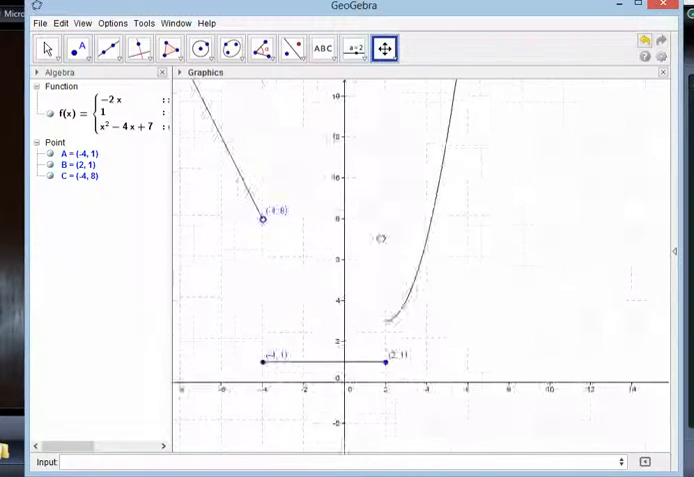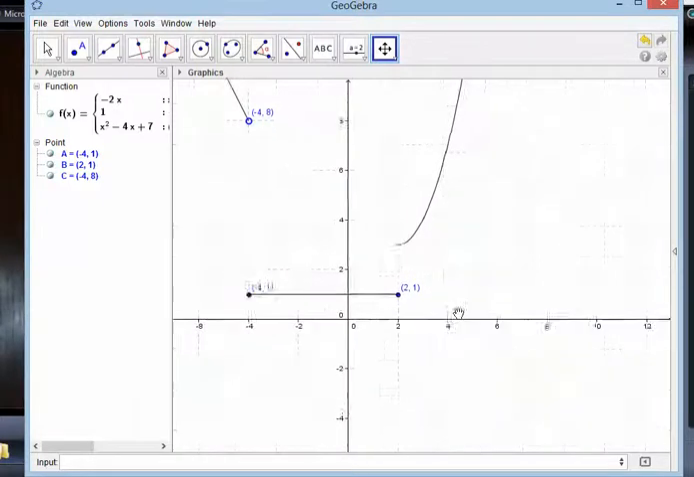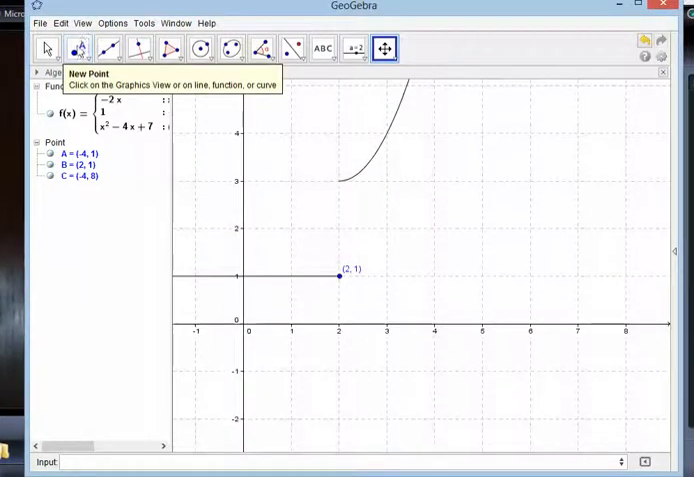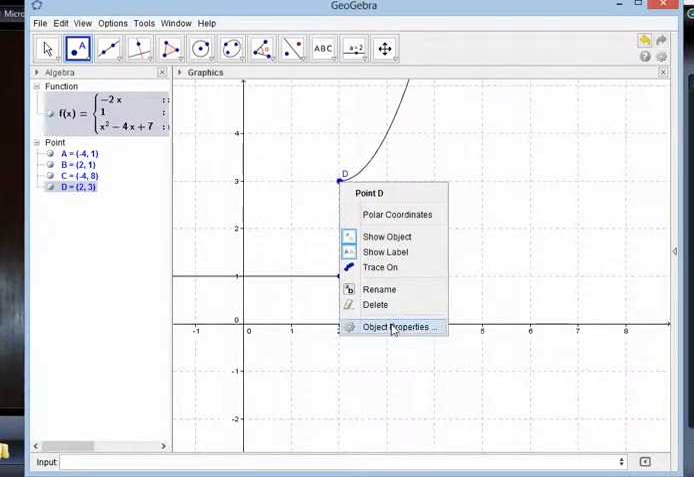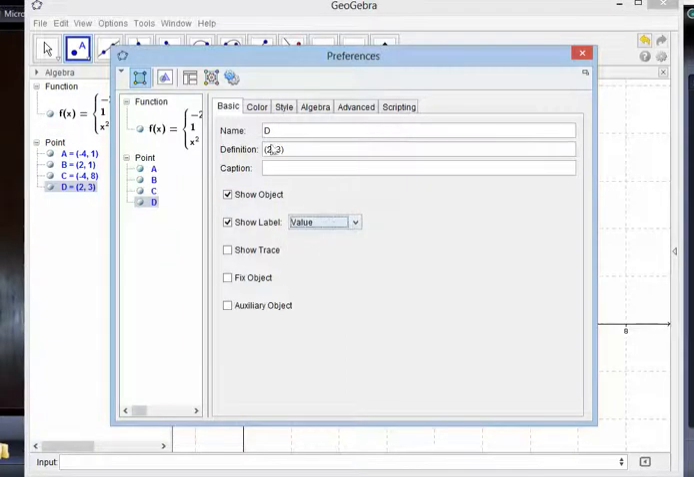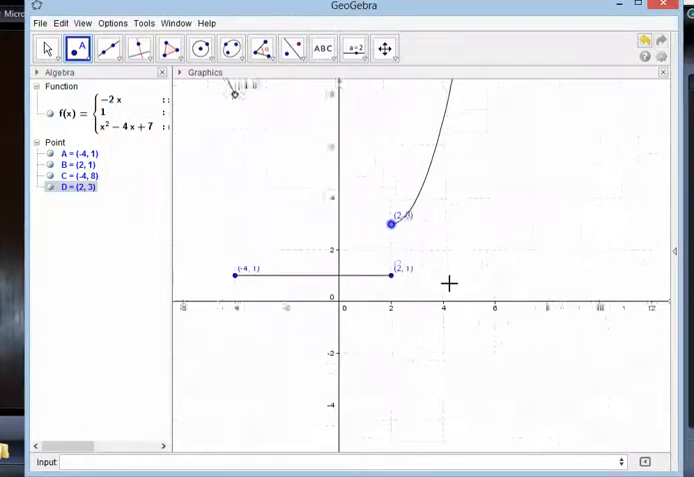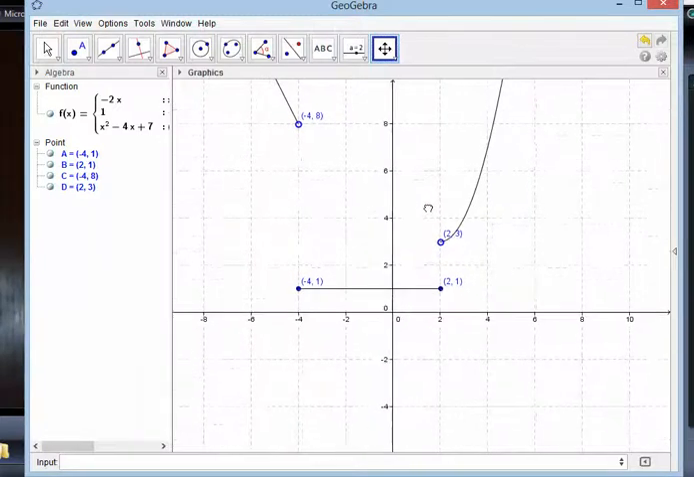One more point. I need an open circle at the very end of this half of a parabola that we've graphed. So I'm going to zoom in pretty close to it, hit New Point, and that one just went right into place for me. That was nice. Alright, Object Properties. Make it a little larger, make it open, and then also make it show the value here, those coordinates. Alright, and let me go move this. I want to center it really well.